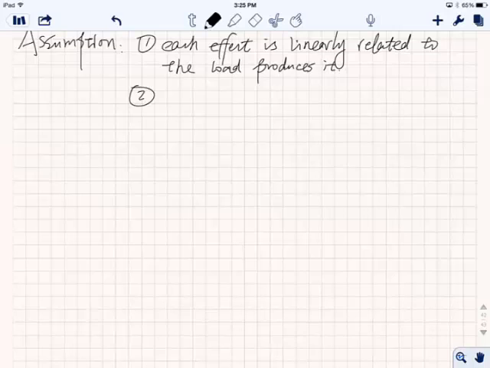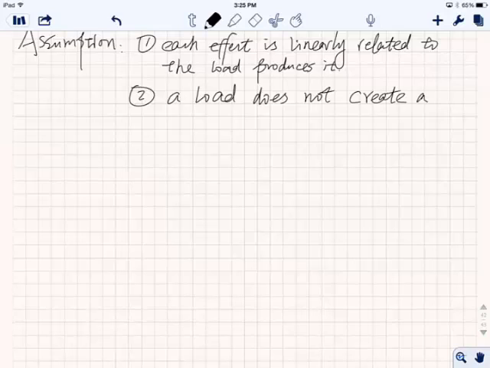Here's important. A load does not create a condition that affects another load.